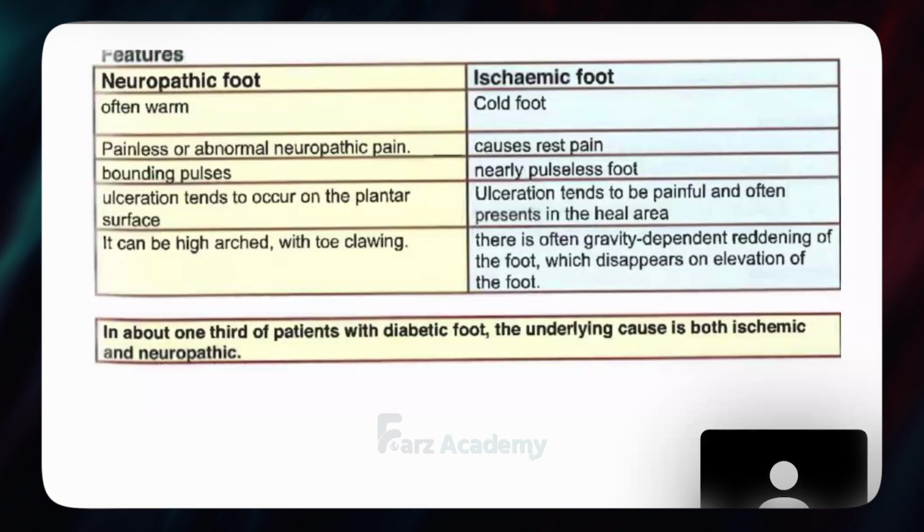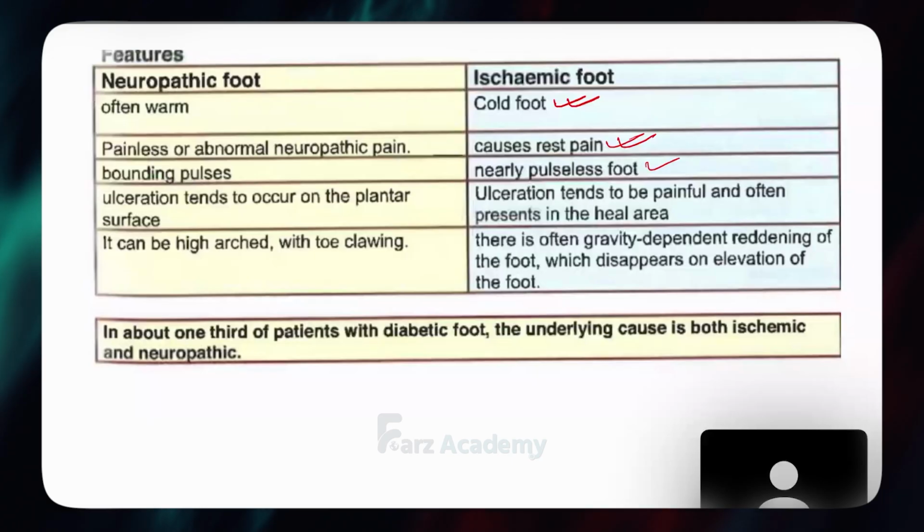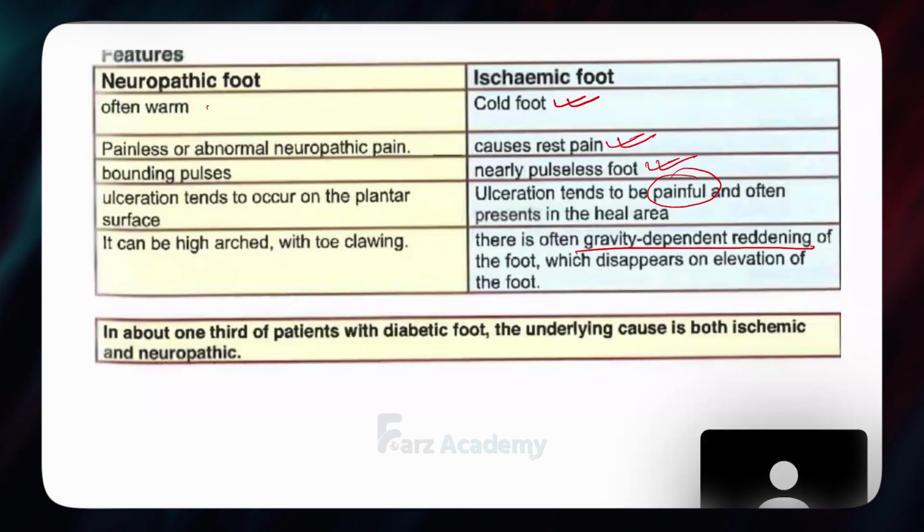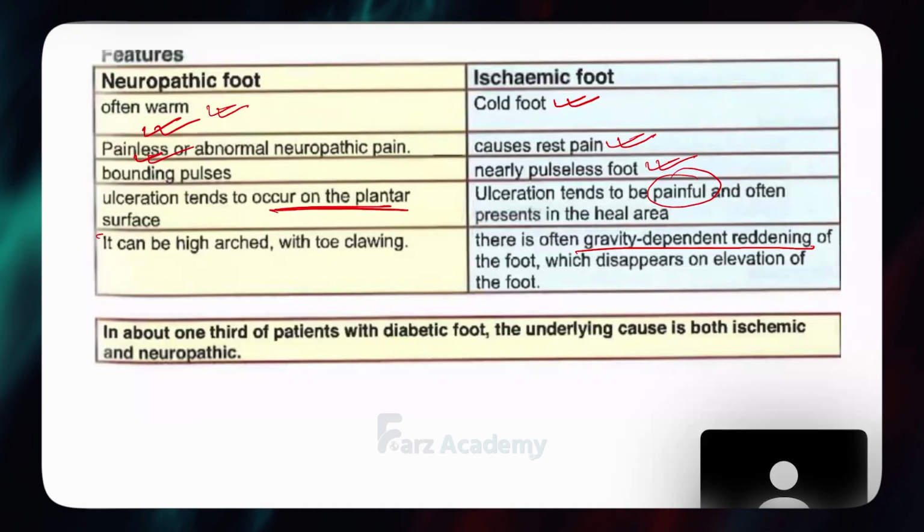The difference between neuropathic foot and ischemic foot: in the ischemic foot the blood supply has gone, so it will be cold, there will be resting pain, nearly pulseless, ulceration often painful, gravity dependent reddening. And neuropathic is often warm, painless, pounding pulses, ulceration mostly on the plantar surface, that is the bottom of the foot, okay?